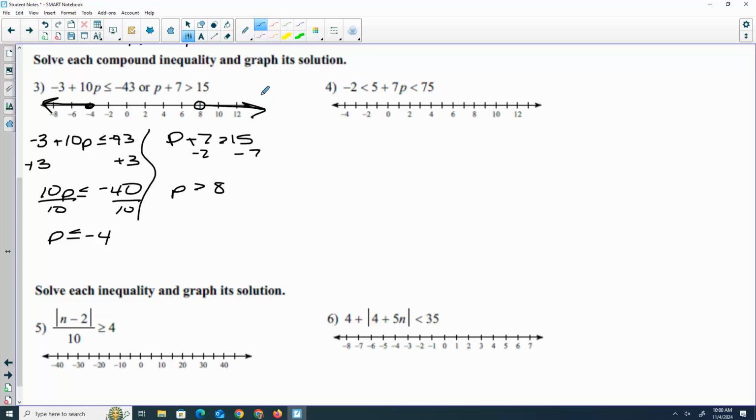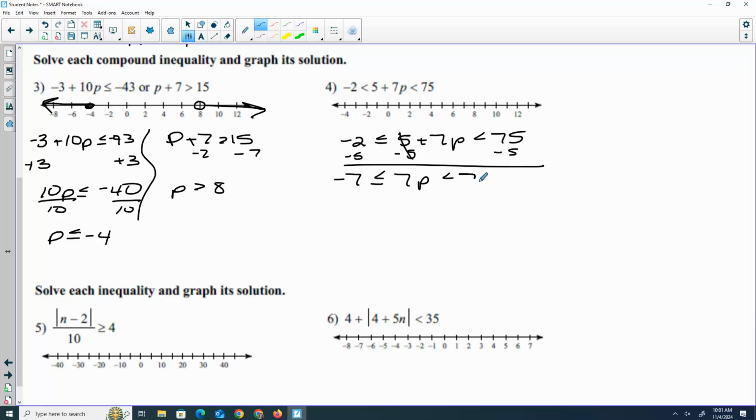So when they were or, remember our graph was 2 separate pieces. Okay, they were going opposite directions. As opposed to number 4, where this is one big one. This is like an and, it's in between 2 things. So we solve this just like any other, but we have to do everything to all 3 pieces. So to get p by itself, I have to subtract 5. So you subtract 5 from both ends. So negative 7 is less than 7p is less than 70.